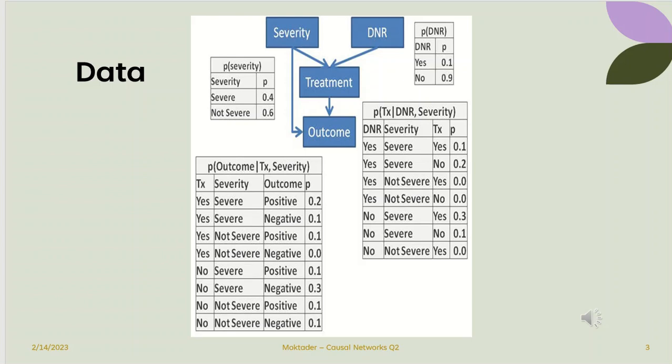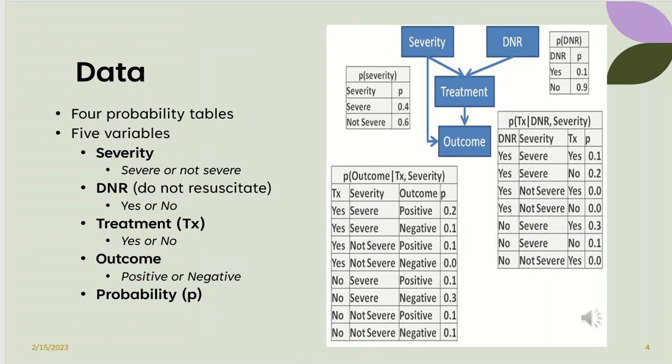So this question provides us with an Excel data set that contains these 4 tables. We see in the blue that the DNR order leads to treatment and outcome, and so does severity, thinking that the severity likely influences the type of treatment and consequently the outcome. So our data has 5 different variables within these 4 tables. We have severity, DNR, TX for treatment, outcome, and probability represented as P.